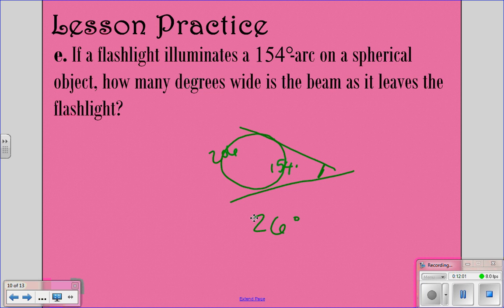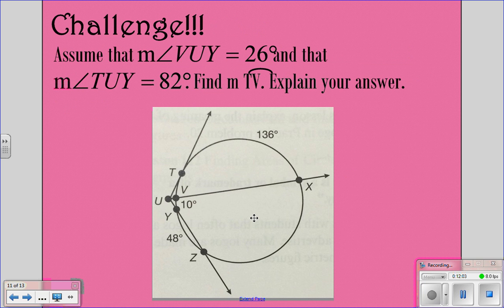Okay, so now we're going to look at the challenge question. It says assume that angle VUY is 26 degrees and that the measure of angle TUY is 82. And it wants us to find the measure of arc TV. And it wants you to explain your answer. So y'all try that one, and then after y'all think you've got it, or if you're completely stuck and you can't figure it out, then unpause the video and I'll show you how to work it.